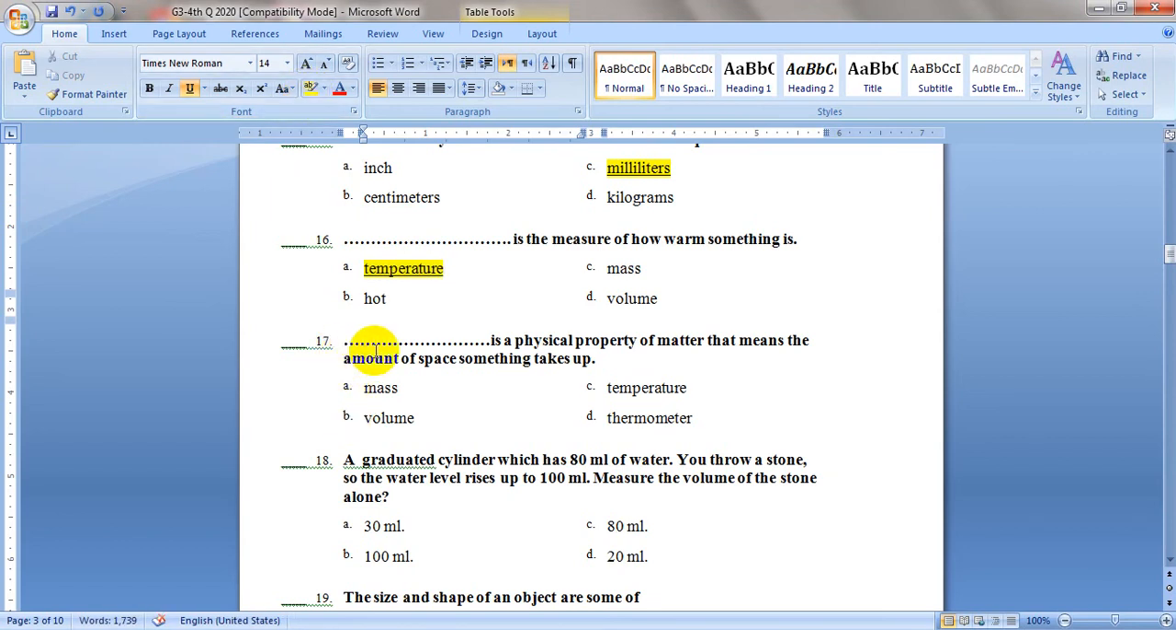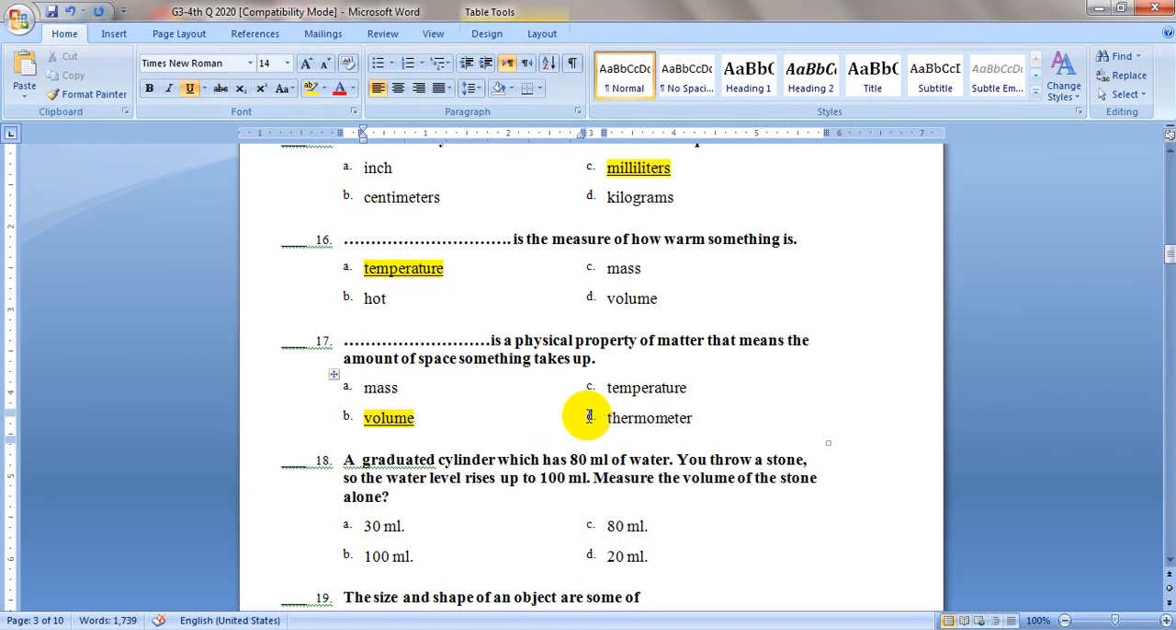17. Volume is a physical property of matter that means the amount of space something takes up. The amount of space means mass, volume, temperature, thermometer. It's volume.